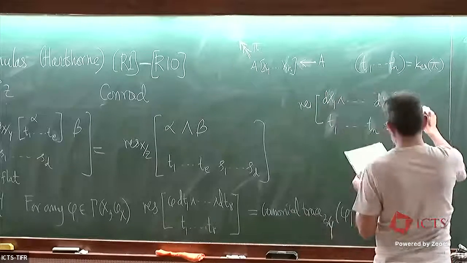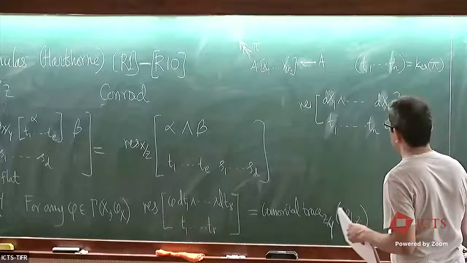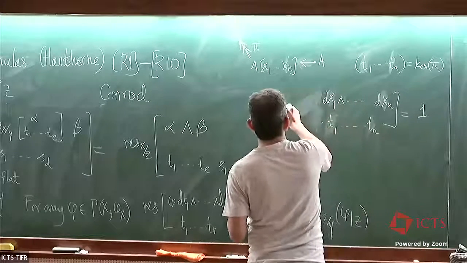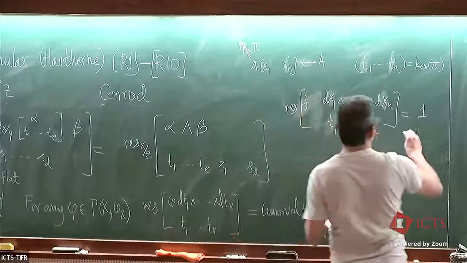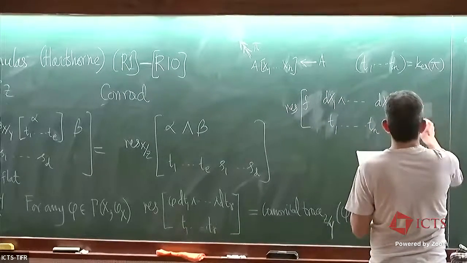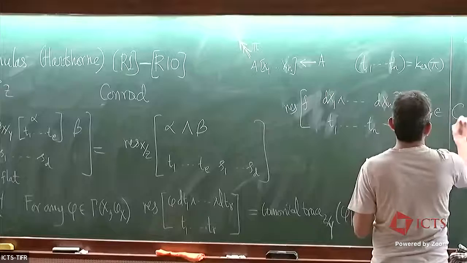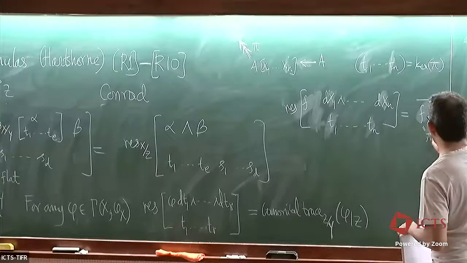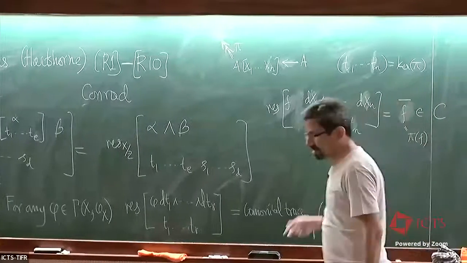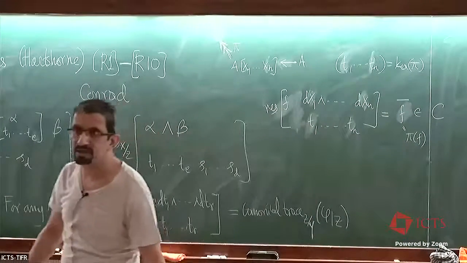And this is 1. So more generally, if you put some polynomial here, then you will have to put the image of that polynomial in C, pi of f. So for example, you can take an inseparable extension and see what happens.